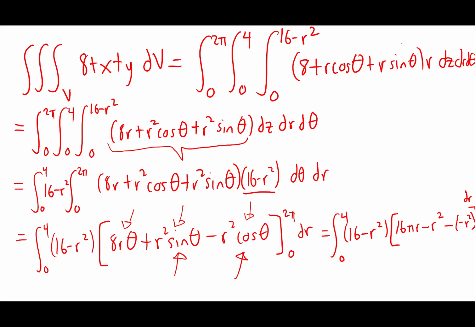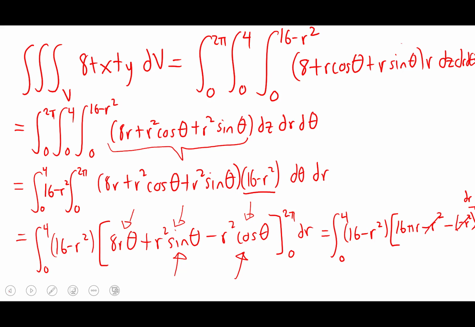Okay. So the reason why I like this is notice that the r squareds now go away. Oh, you guys, this is much better. Okay. So let me go ahead. Let's go to the next slide, and I'll try to remember what we have here. So we'll have the integral from 0 to 4. We still had that 16 minus r squared, and the only thing that survived was a 16 pi r.